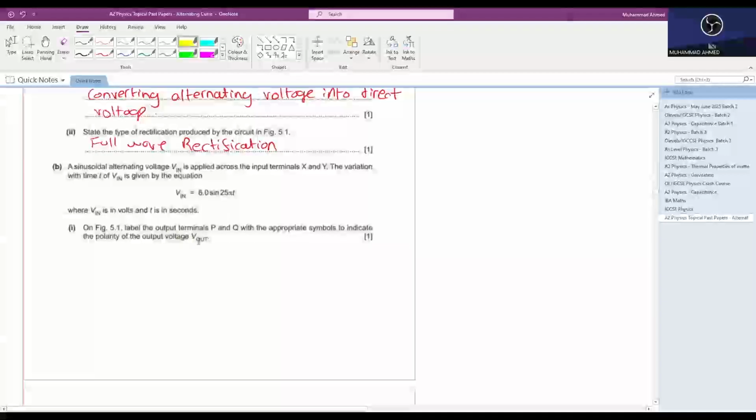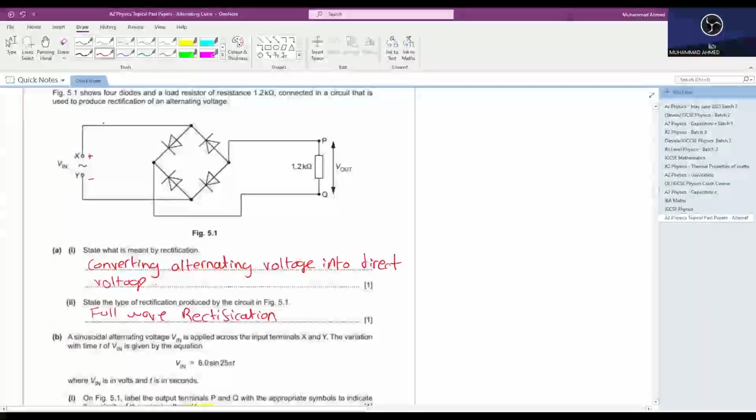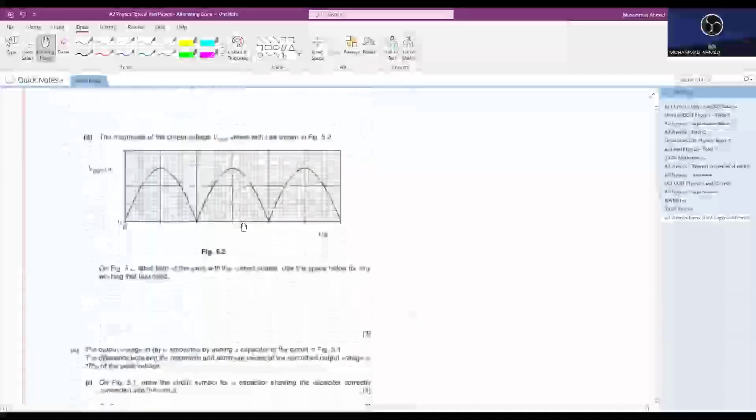On figure 5.1, label the output terminals P and Q with appropriate symbols to indicate the polarity of the output voltage. Very easy. Let's say this is the positive, let's say this is the negative. Positive charge starts to go from here. At this point, it reaches a decision point. From where should it go? From a forward bias diode or a reverse bias diode? This is a forward bias diode, this is a reverse bias diode. It will obviously go from a forward bias diode like this, like this, like this, like this. As it reaches Q first, Q will become positively charged, P will become negatively charged. Simple as that.